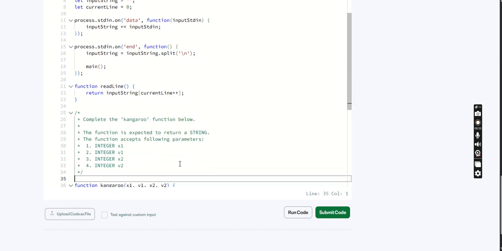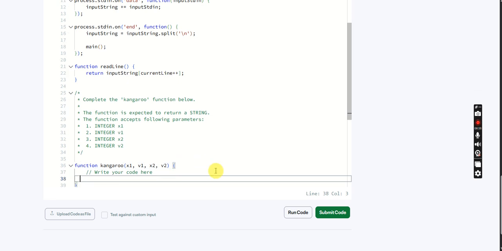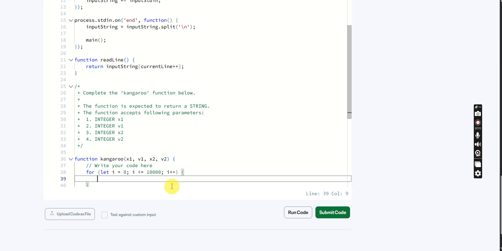Just follow me as I solve it, so that I will not take too much time. First thing, what will I do? I will use a loop, because since it's less than or equal to 10,000, I will say for let i equal to 0, starting from 0, then i is less than or equal to 10,000, then i plus plus, because we are incrementing, going forward, not moving backward or subtracting.